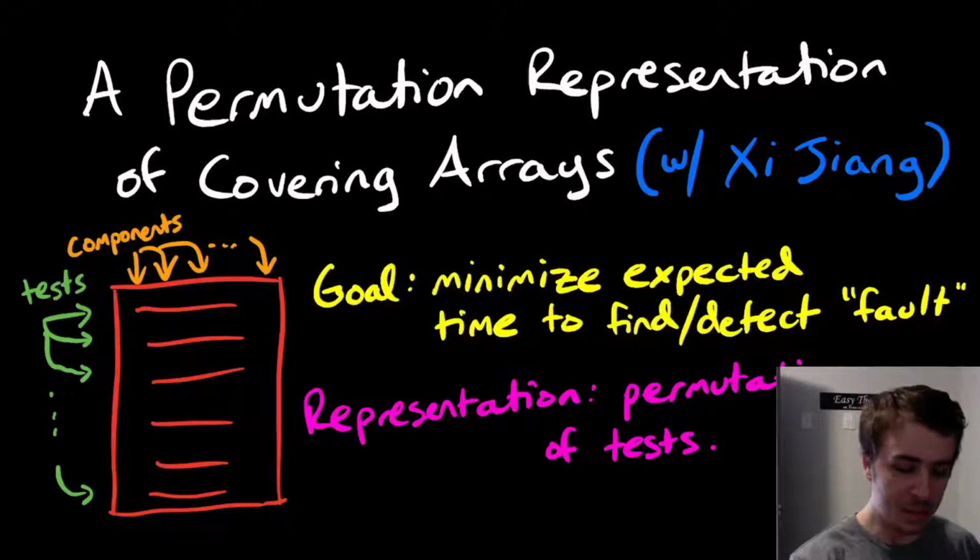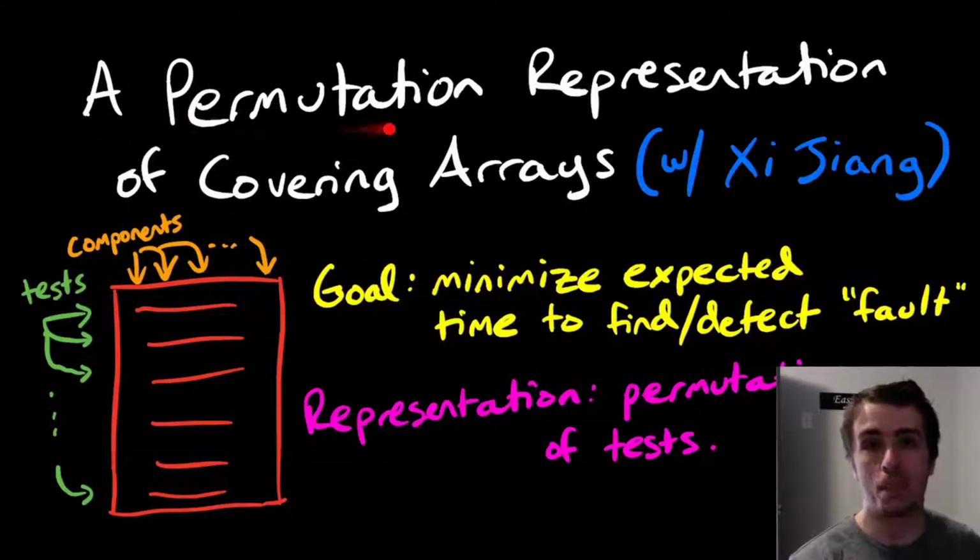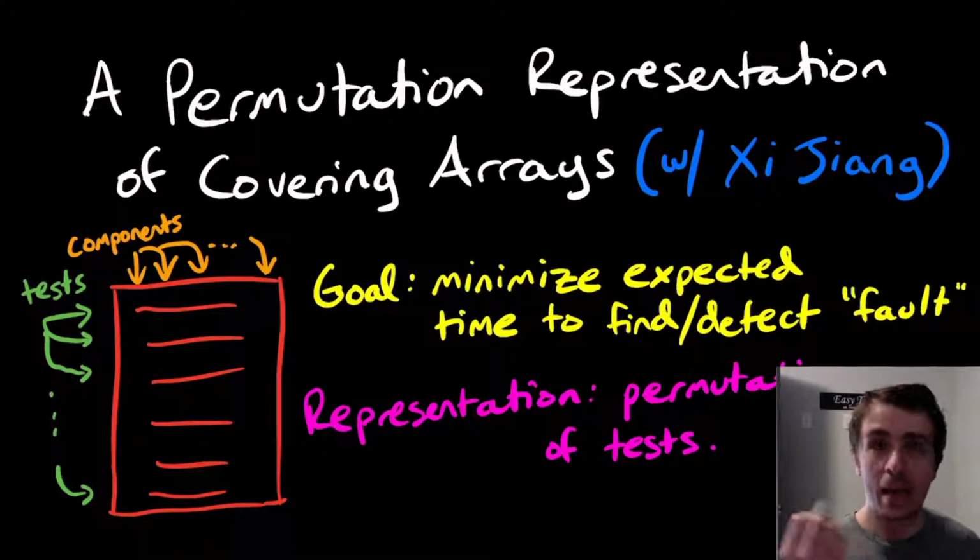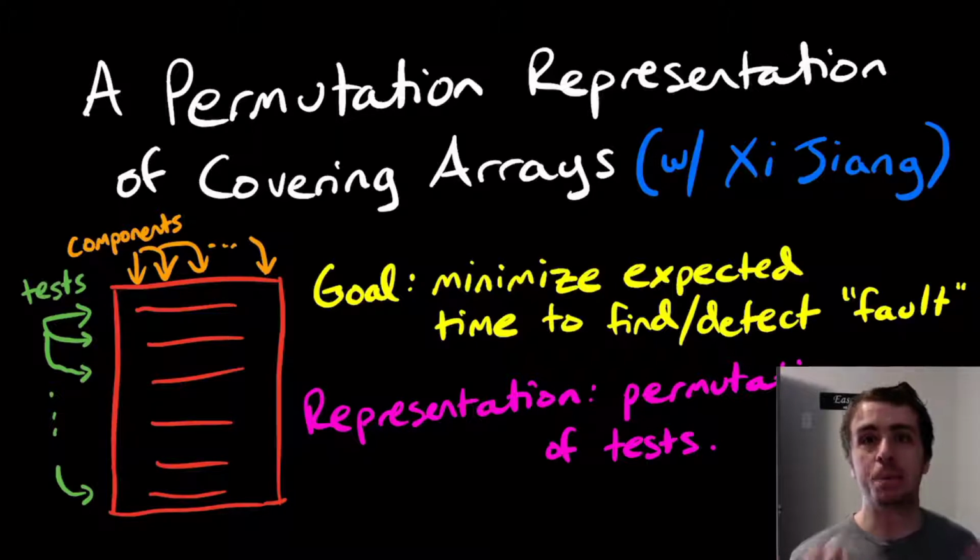Hi, this is a video presentation for our paper, A Permutation Representation of Covering Arrays, and this is joint work with my former student, Jiang. And the goal here is to minimize the expected amount of time or the number of tests that we have to run to find or detect a fault that is present within a given system.